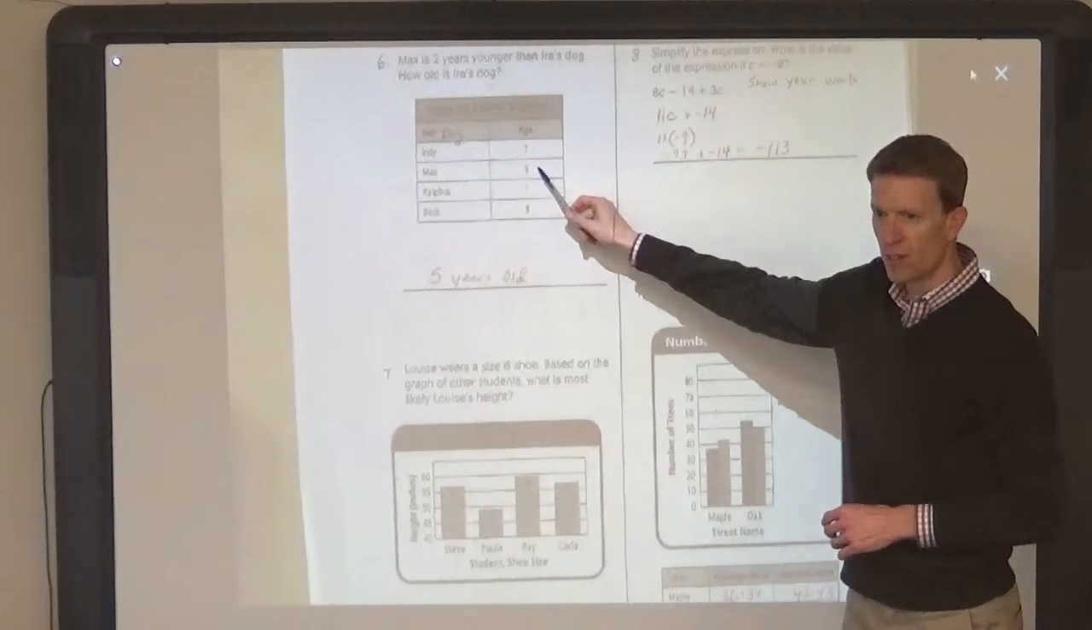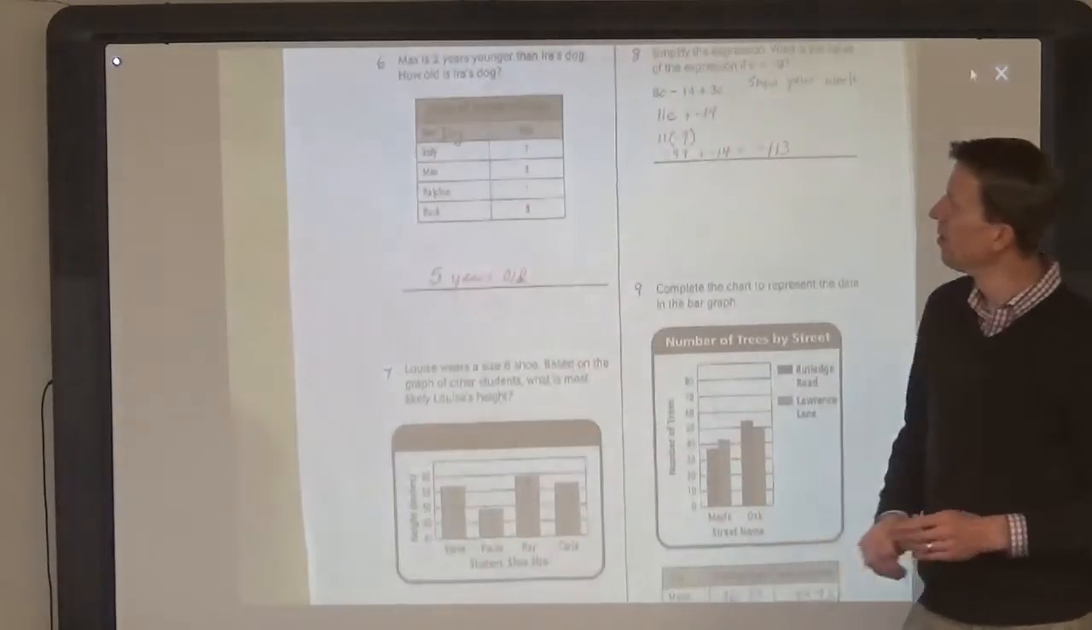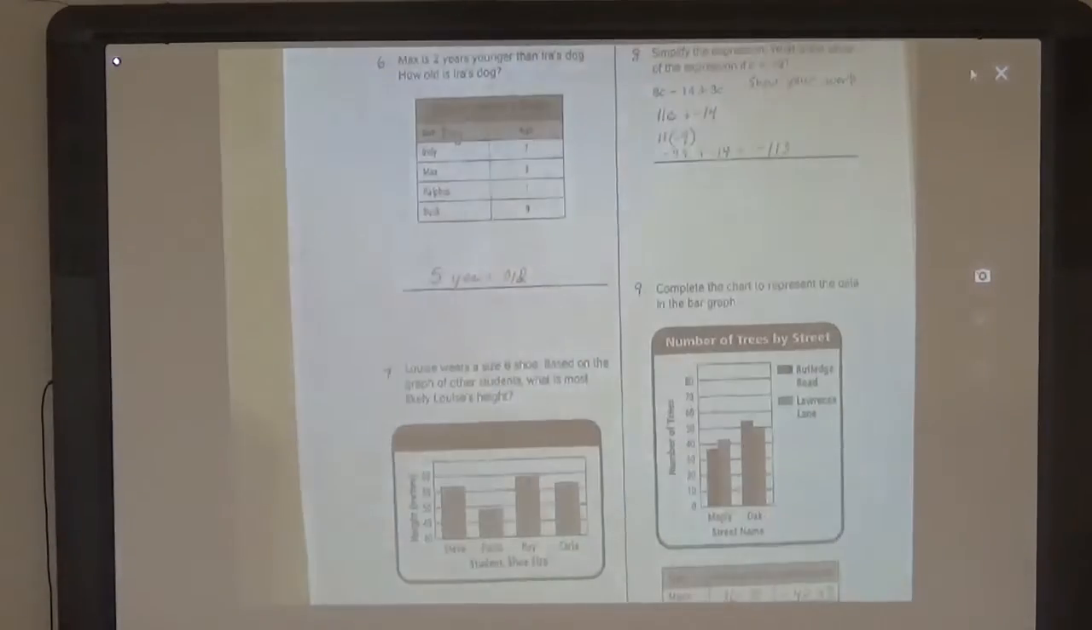3 is 2 less than the number. So, 5 years old. Ira's dog is 5 years old. Okay.